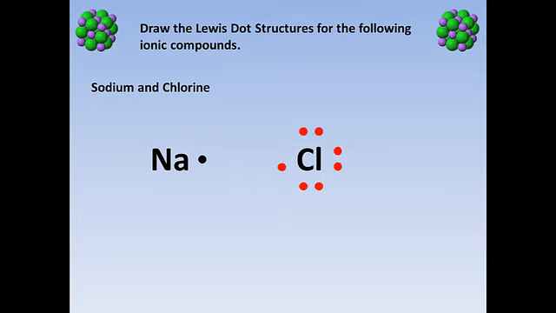The metal atom will donate valence electrons to the nonmetal atom so that the nonmetal atoms can complete their octet. By doing this, both atoms will look like the nearest noble gas, which has a more stable electron configuration.